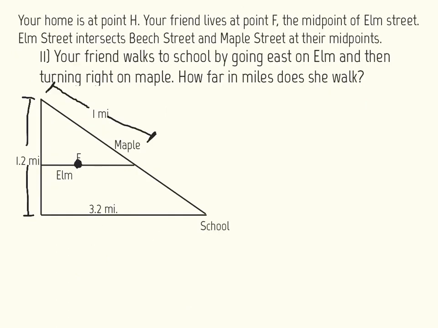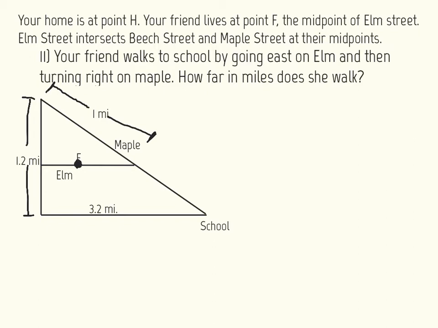And the next one, problem number 11. Your home is at point H. Your friend lives at point F, which is the midpoint of Elm Street. Elm Street intersects Beach Street and Maple Street at their midpoints. Okay, so your friend is walking to school by going east on Elm and then turning right on Maple and going to school. So how many miles does she have to walk?